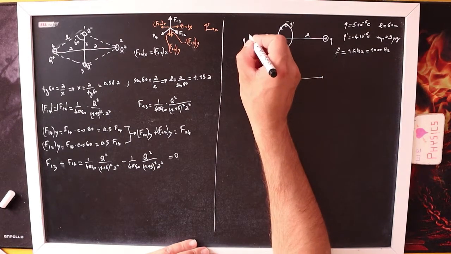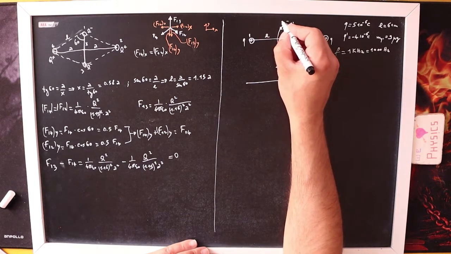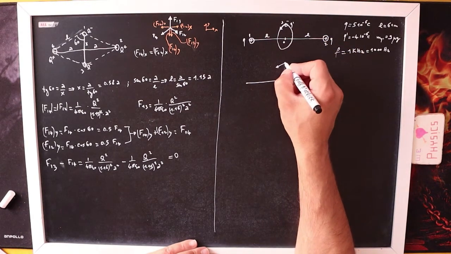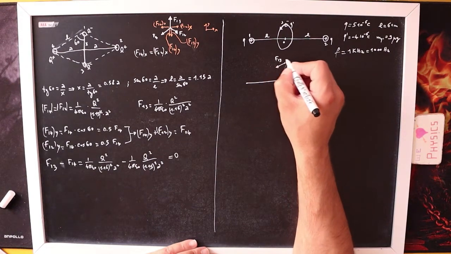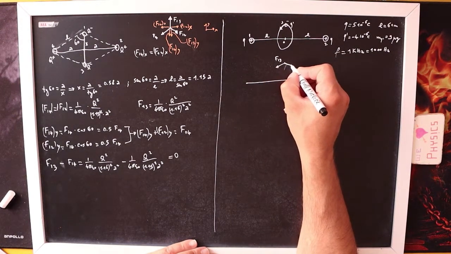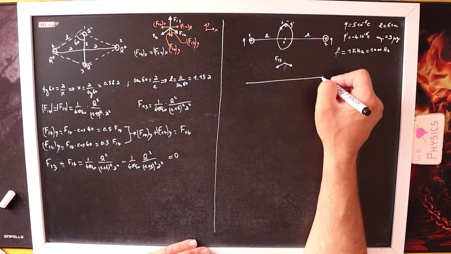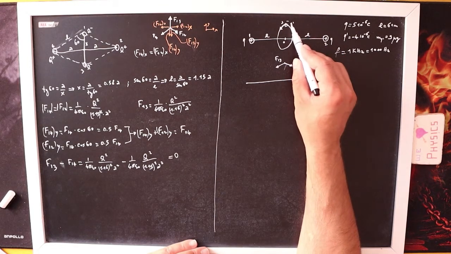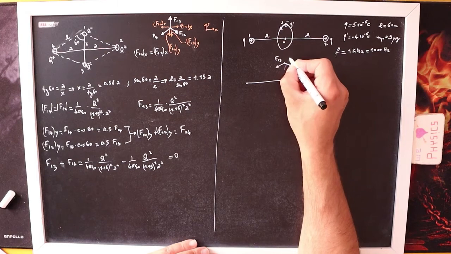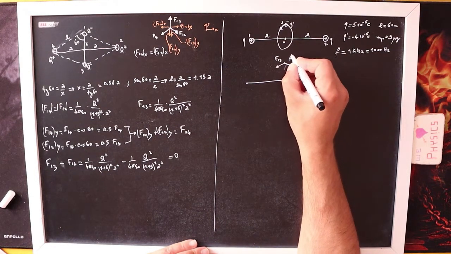We call this one 1, this 2, this 3, position 3. So between 1 and 3 we have this force F13, and the same force but in the direction between 2 and 3 is exerted by this Q on Q prime, and the force is F23. All right.